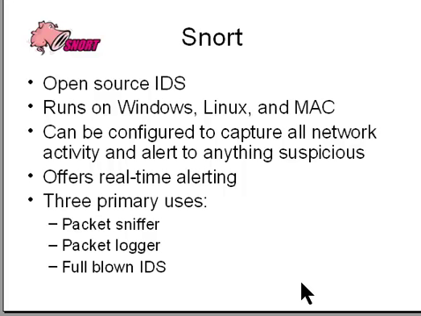And then what we used for the intrusion detection system was Snort, and that's something that you saw in the previous class, and we'll use it a little again in this class. Once again, it's an open source network intrusion detection system. There are ports available for Windows, Linux, and the Macintosh. And of course, it can be configured to capture all network activity and alert to anything suspicious. It offers real-time alerting, and it has three primary uses, as we learned last semester: as a packet sniffer, a packet logger, or a full-blown intrusion detection system.